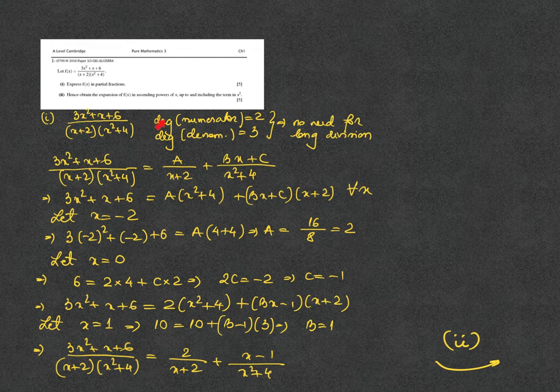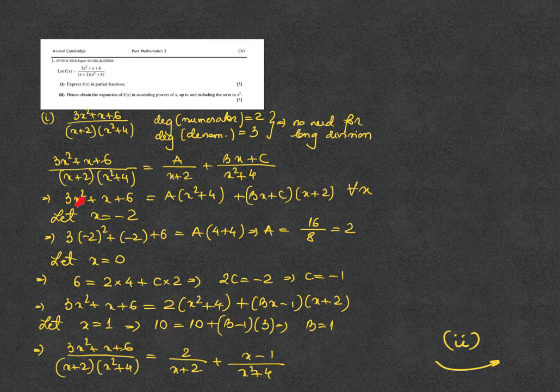We see that the degree of numerator is 2. The degree of denominator is 3, so there is no need for long division. Therefore, I write two fractions with those denominators. You can now pause the movie and try yourself.